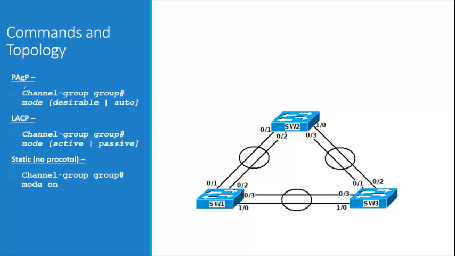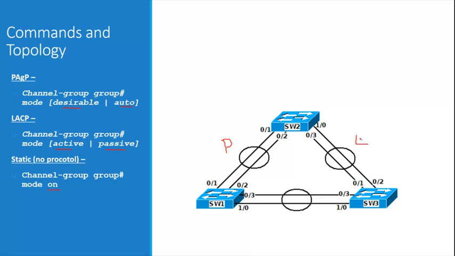And the mode is going to tell me whether or not I'm using PAgP, LACP, or no protocol at all, which means I'm statically configuring them. So I start with channel-group, the group number, the mode, and then with PAgP it's either desirable or auto. With LACP, it's either active or passive. And with static, the mode is just on. So since we have 3 ways of configuring it, and we have 3 groups of interfaces, let's do it each way so that you can see them every way.